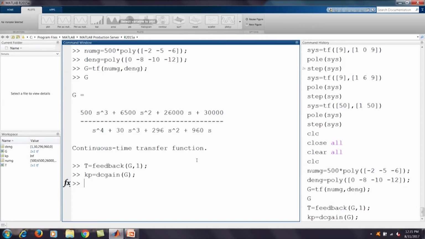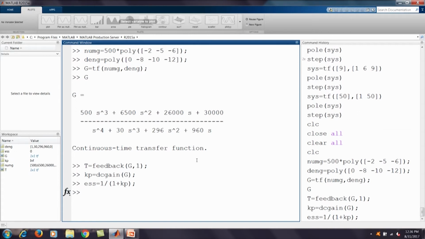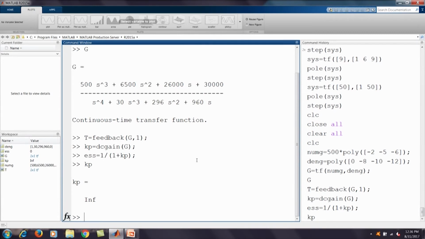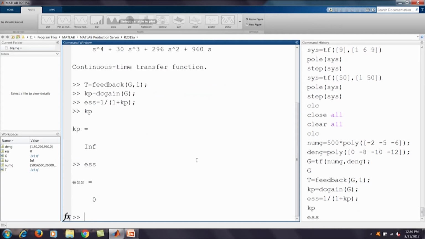Now we will calculate the steady state error, equal to 1 by 1 plus Kp. Okay, so we can see what Kp is. Kp we have got as infinite, because this is a type 1 system. So if we give a step input, we must get an ESS equal to 0. So steady state error is 0.